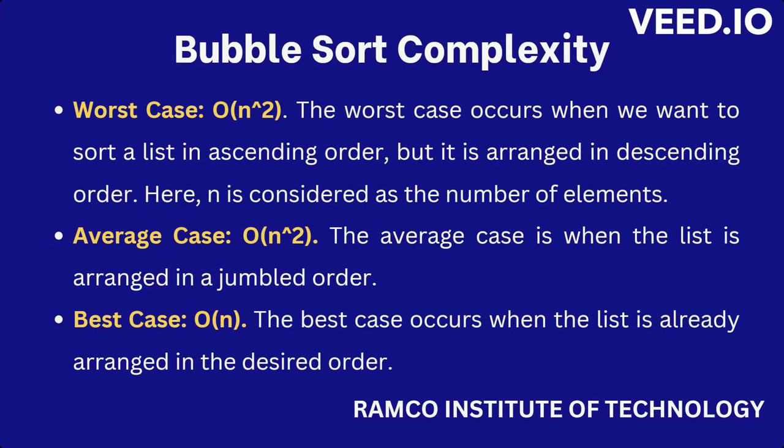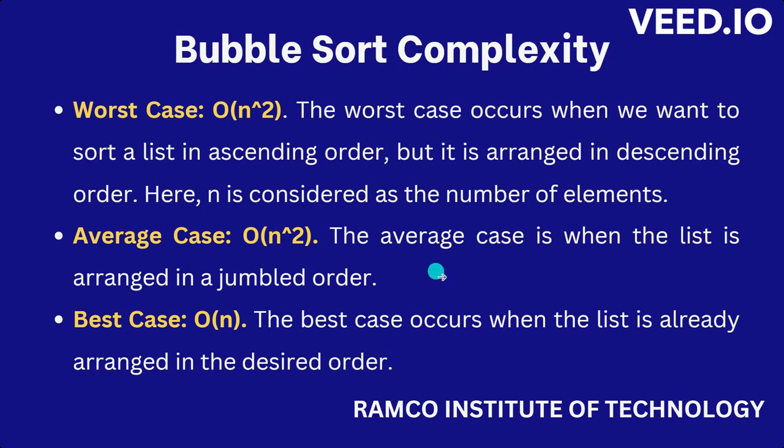Next, we discuss bubble sort complexity. Here we have three cases: worst case, average case, and best case. The worst case occurs when we want to sort a list in ascending order, but it is arranged in descending order. The worst case time complexity of the bubble sort algorithm is big O of n square, where n indicates the number of elements.